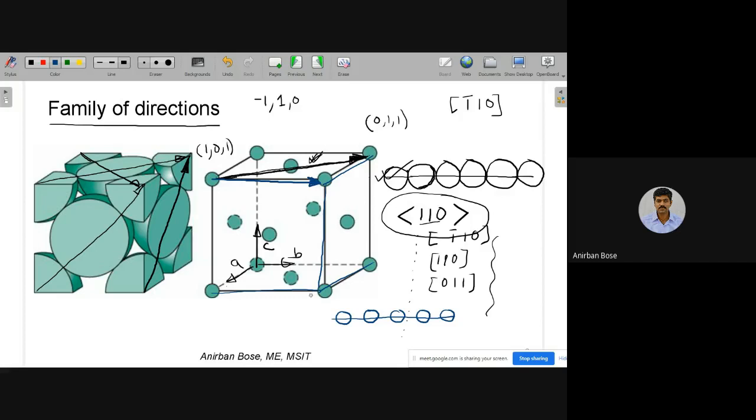If you have any query related to what we mean by the family of direction and its representation, you can definitely ask me. Up to this much, is it clear to everyone?